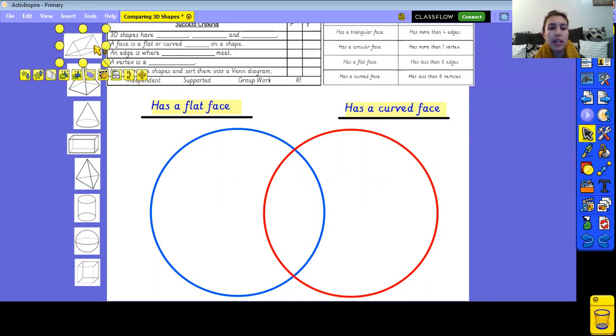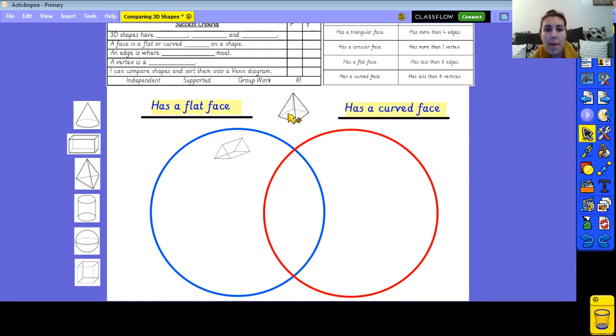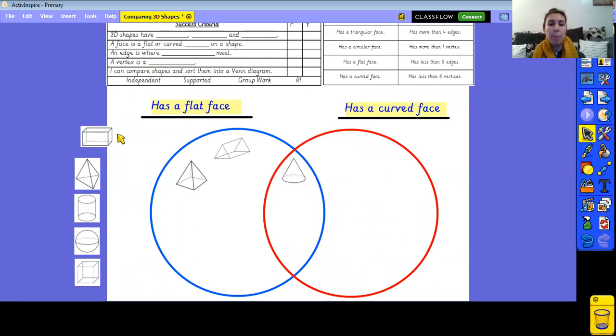So our triangular prism, does it have a flat face? Yes, it does. Does it have a curved face? No, it does not, so it belongs here. The square-based pyramid, does it have a flat face? Yes, it does. Does it have a curved face? No, it doesn't. What about our cone? Does the cone have a flat face? Yes, it does. Does it also have a curved face? Yes, it does. So it belongs to both of these categories, so it goes in the middle.